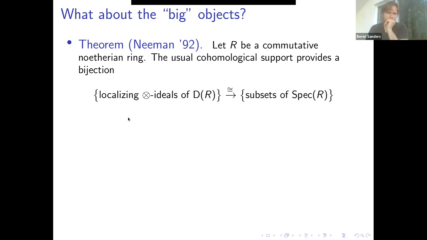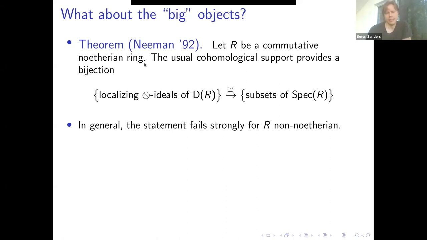Arbitrary subset of spec R. Okay, so this is the kind of starting point for successful classifications of localizing tensor ideals of big categories. And it holds for any commutative Noetherian ring, but this theorem fails strongly in general if R is not Noetherian. So there are examples of non-Noetherian commutative rings where spec R is just a single point, there's only two subsets of the one-point space, and yet where the derived category of R has many localizing tensor ideals. So we can't expect something like this in general.